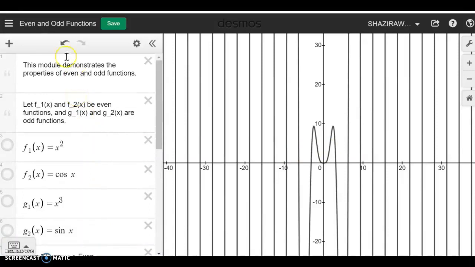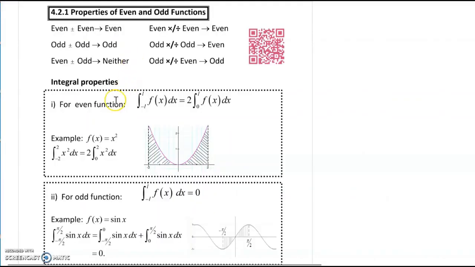So we'll go back to our lecture notes. All right, now let us see the integral properties, the integral properties of even and odd functions. This is very important because this is very much related to the Fourier series that we are going to see later on. So the first one, look at the even function first.